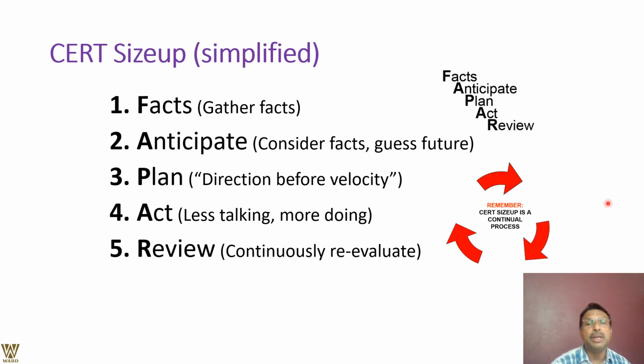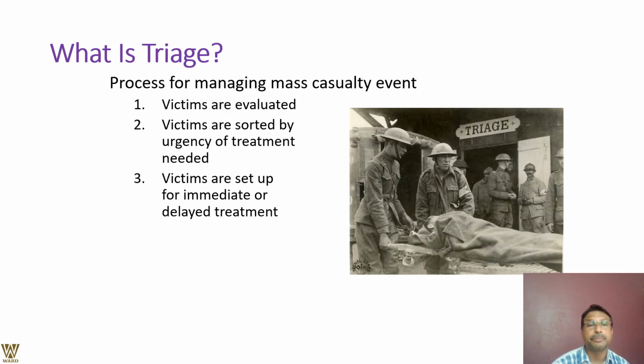What we are talking about is FAPAR: fact, anticipate, plan, act, and review. First, what are the facts? Gather them. Anticipate what the various options are that are going to happen. Plan according to each option, prioritize them, act upon them, and review them continuously over a period of time.